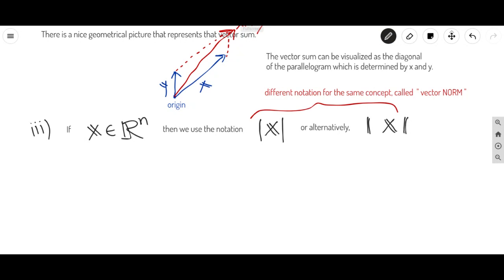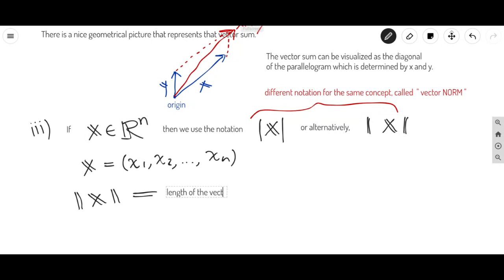So if x has coordinates x1, x2 up to xn, then the vector norm, depending on how you want to write it, I'll write it with 2 lines, represents the length of the vector. It also represents, alternatively, the distance of the point x to the origin. So you can also think of it as a point.